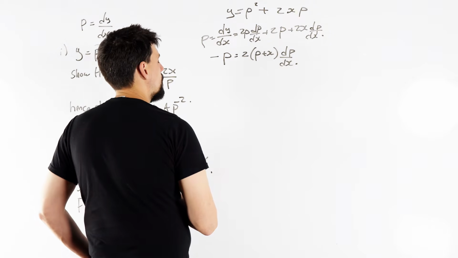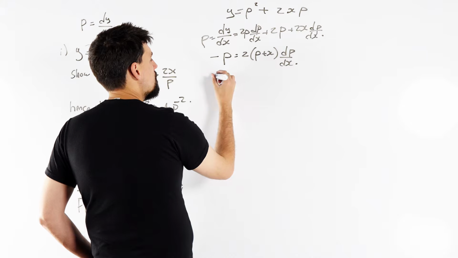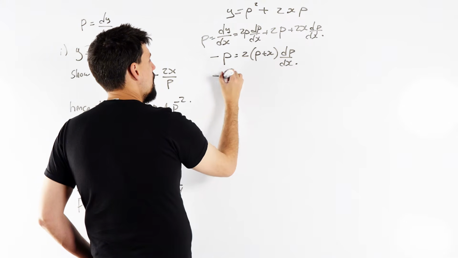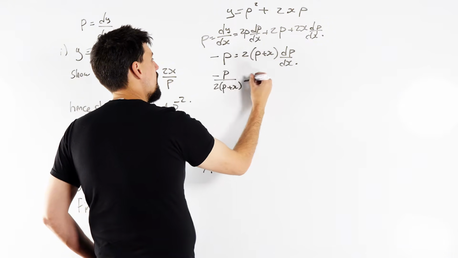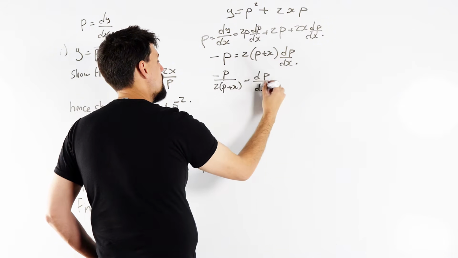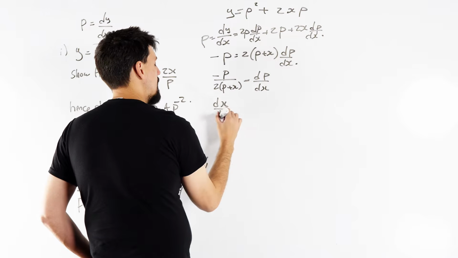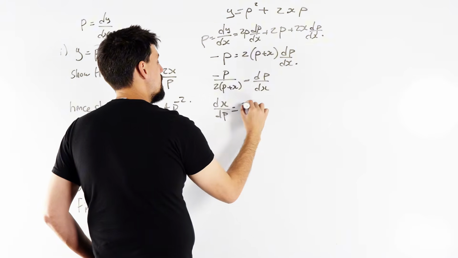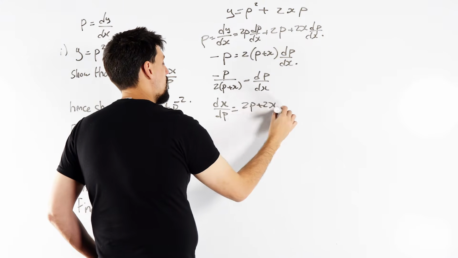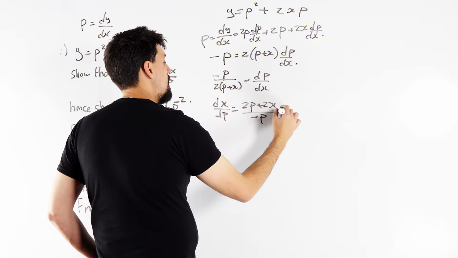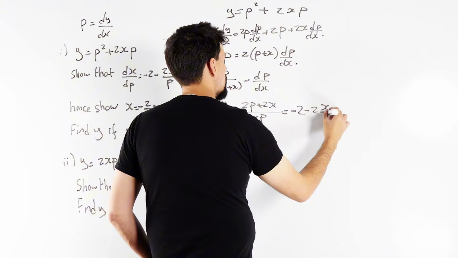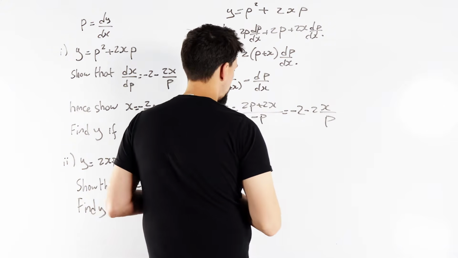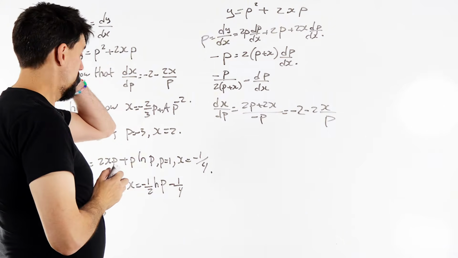Which tells me that minus p over 2 times p plus x is dp/dx, which tells me that dx/dp is 2p plus 2x over minus p, which is minus 2x over p, which is what we wanted.